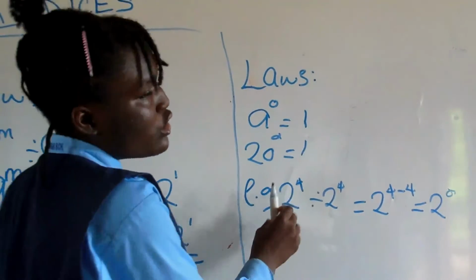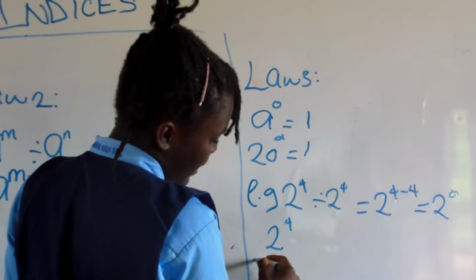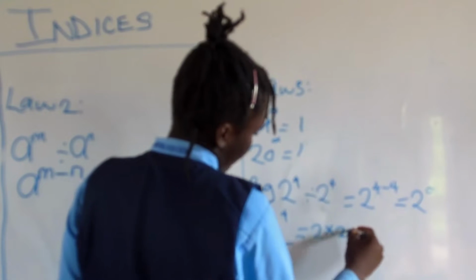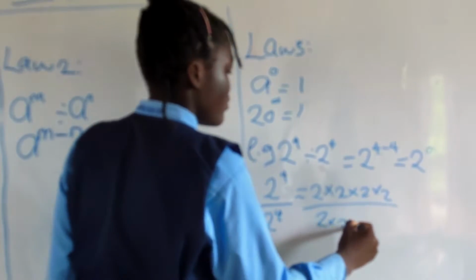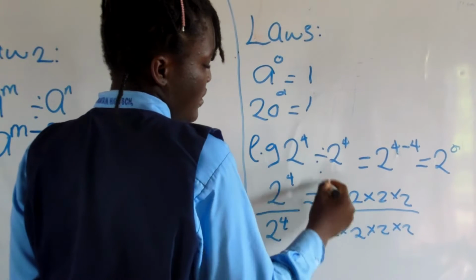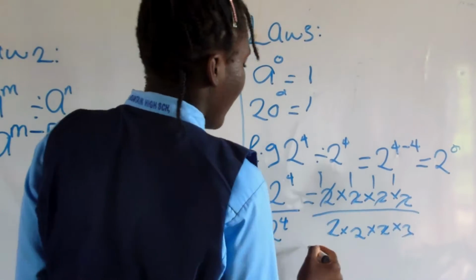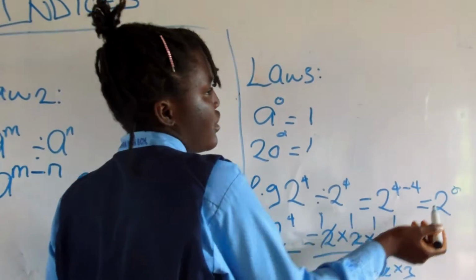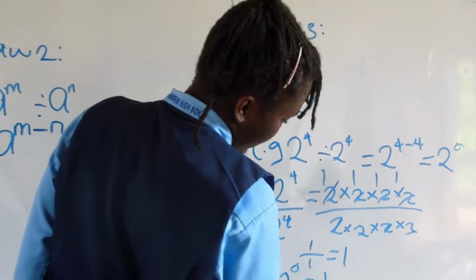Now, we're going to split 2 to the power of 4 divided by 2 to the power of 4 in another way, which is equal to 2 times 2 times 2 times 2 over 2 times 2 times 2 times 2. Now each 2 on top cancels out with a 2 on the bottom. So we have 1 over 1, which is equal to 1. So now we come back here, we see that here is 2 to the power of 0. And because these two things are the same, we see that 2 to the power of 0 is equal to 1.